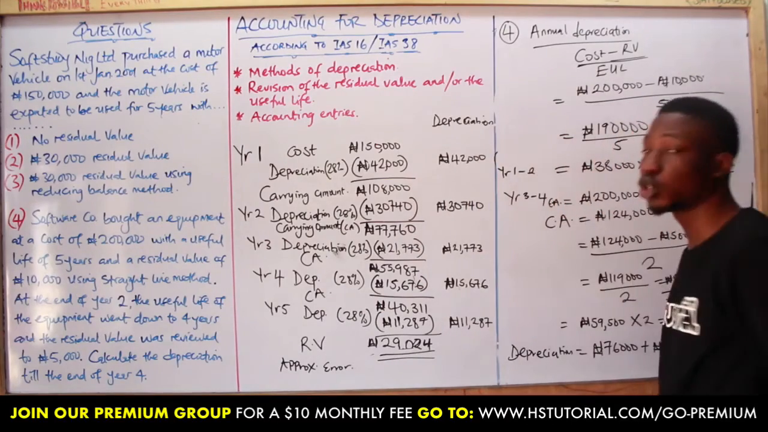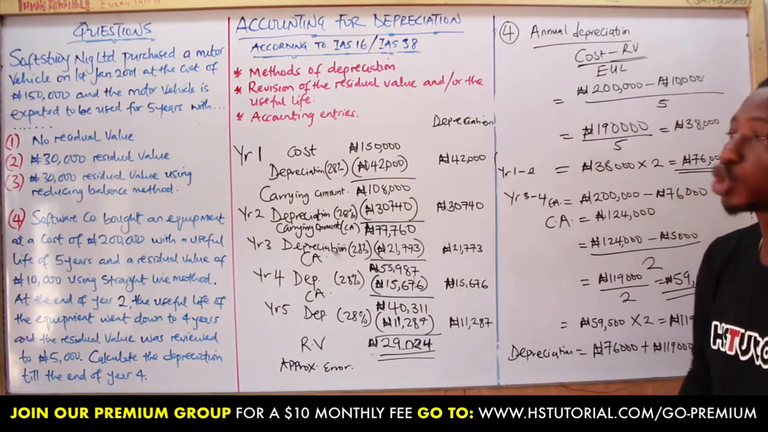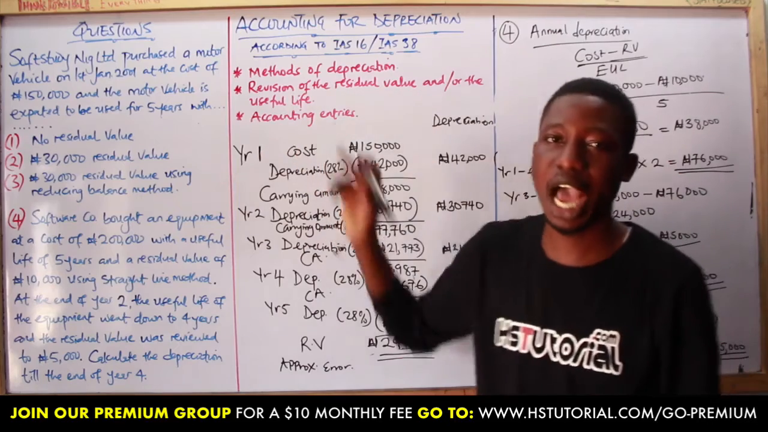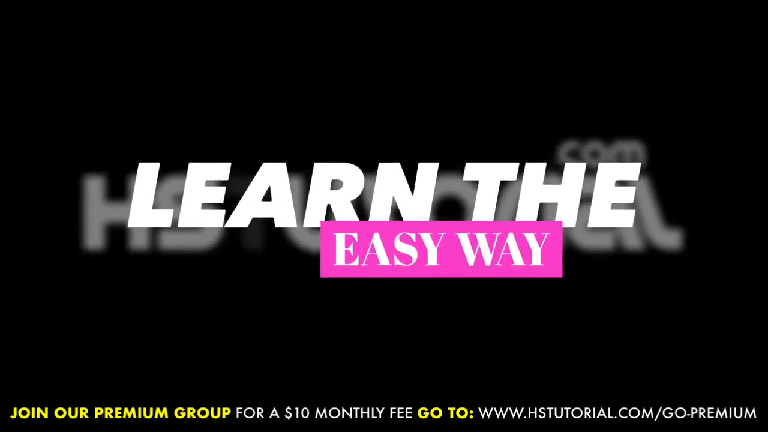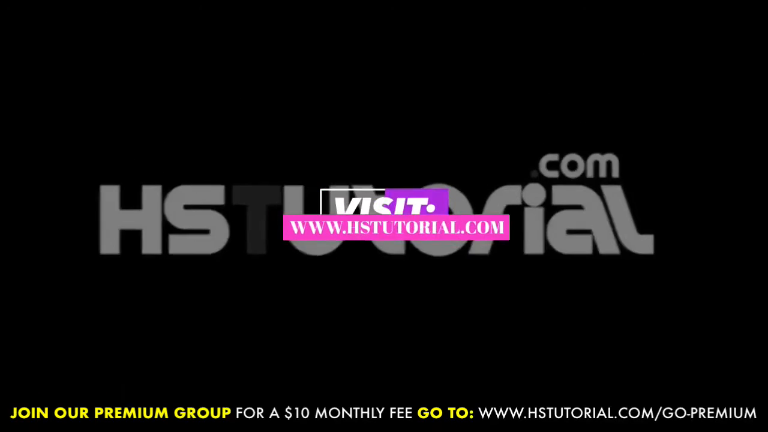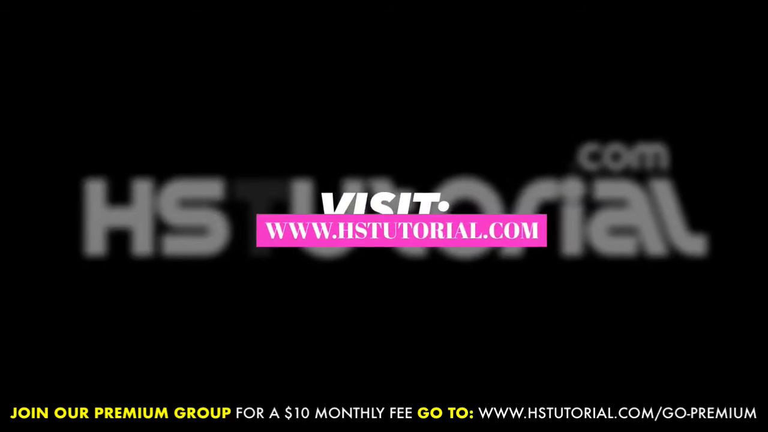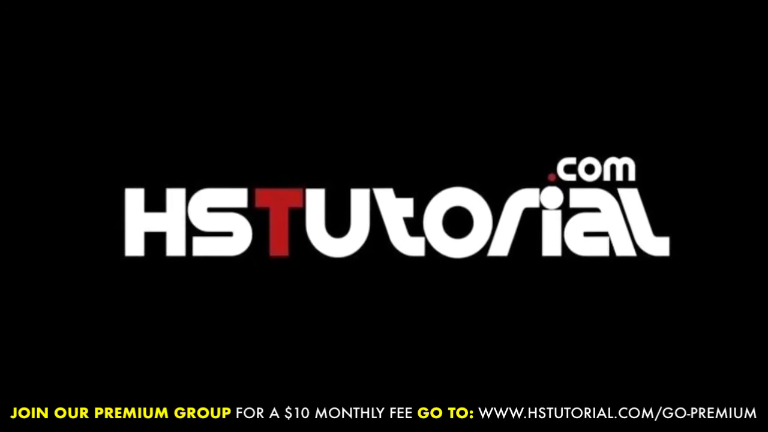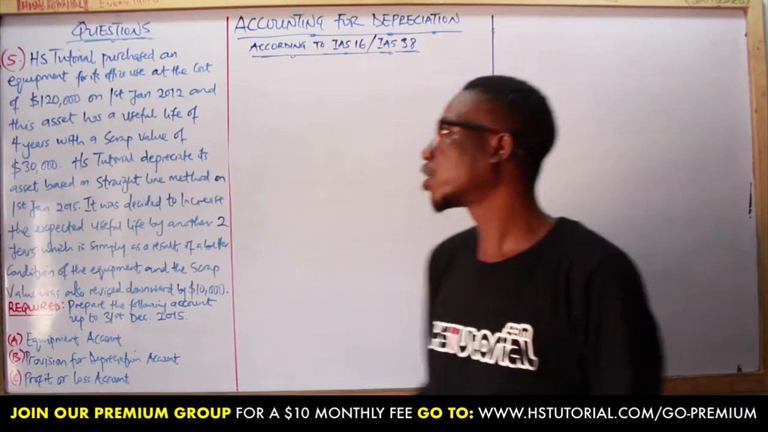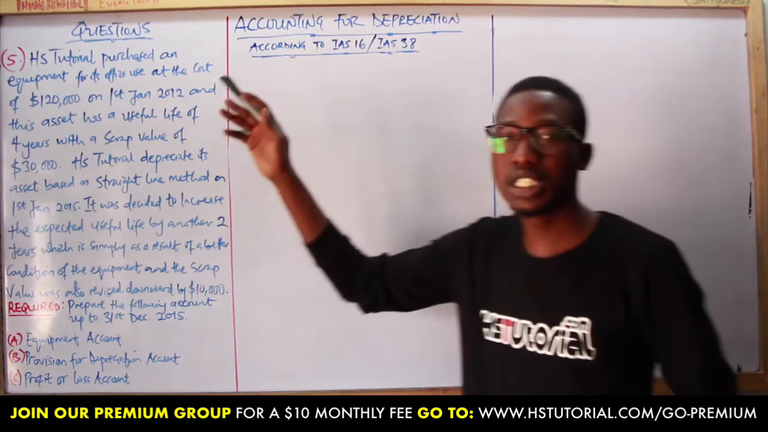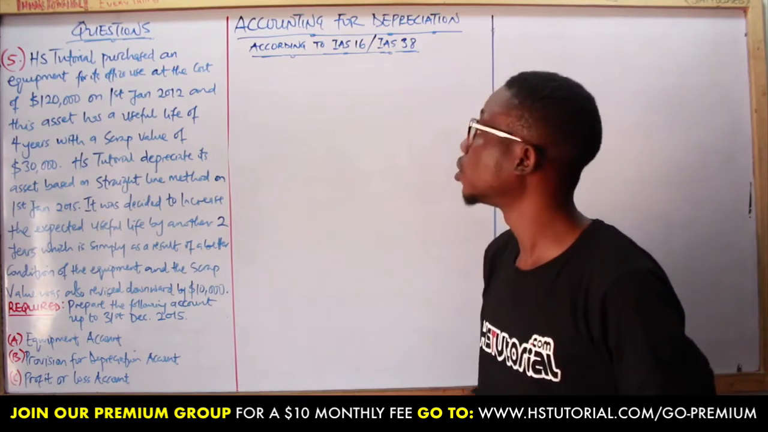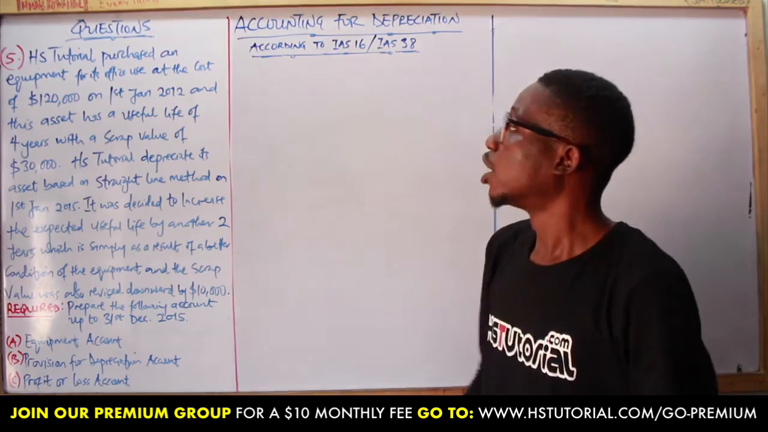So now we'll be moving to the section 2 of this depreciation, where we'll be talking about the accounting entries. Welcome back to the section 2 of the accounting for depreciation. Now we'll be solving the question 5 of the accounting for depreciation.